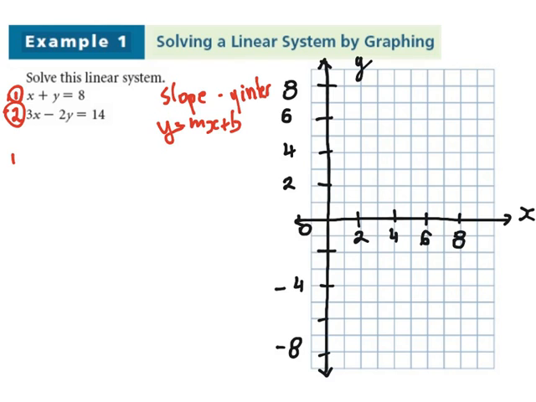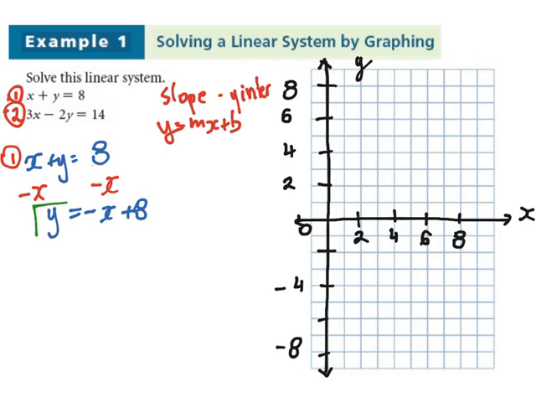So let's take the first equation, x plus y is equal to 8. I'm going to subtract x from both sides of the equation, and we will get y is equal to -x plus 8. So that is our first equation we're going to graph.